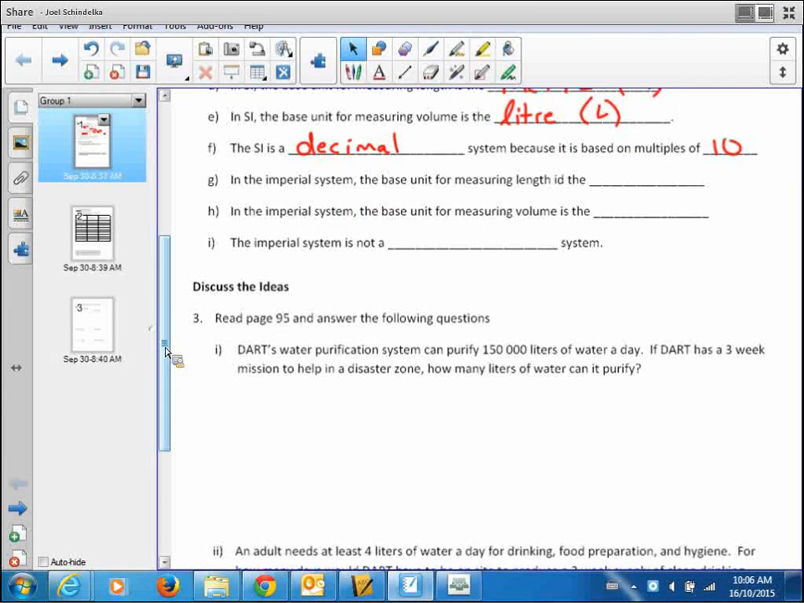Now, the crappy thing is in the imperial system, they don't have nice tens. It's like you have here 12 inches to 1 foot, 3 feet to 1 yard. You've got to memorize all those things. Well, we won't memorize them. You either have to have a chart or memorize them.